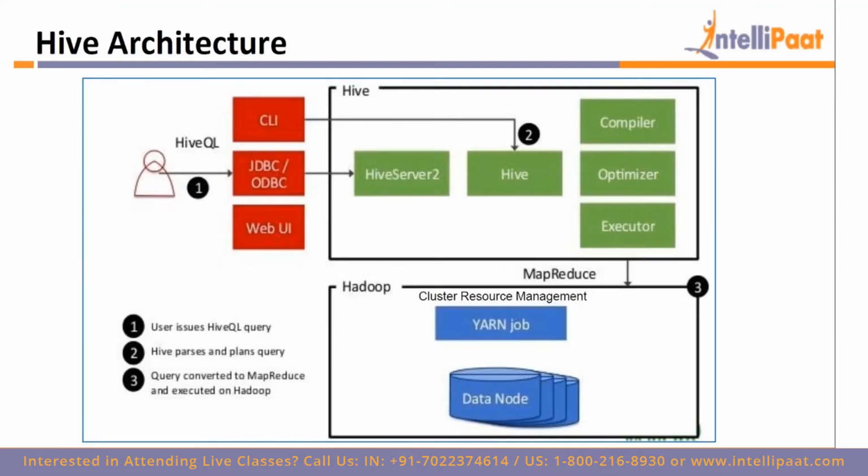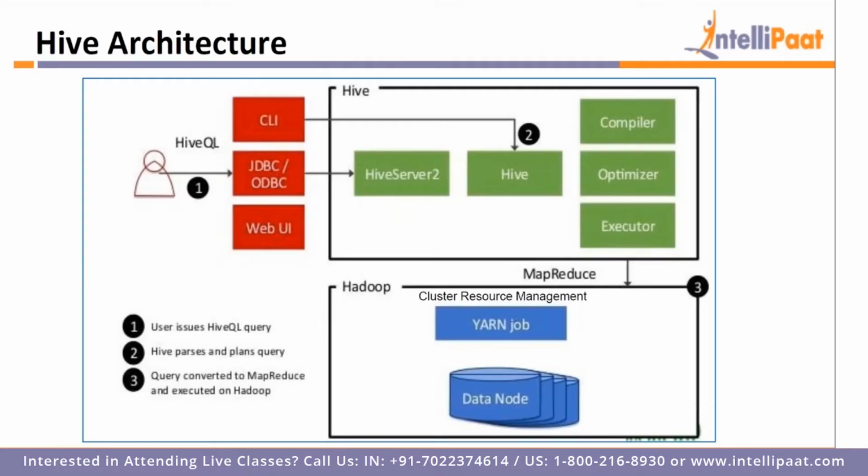So if a user writes a query, the query will be accepted by something called a driver. The driver is not shown in the picture, but there is a driver. And the driver will pass it to something called the compiler. The compiler will check with the metastore to get the metadata and compile your query. Then the optimizer will optimize it and give it to the executor. The executor is your MapReduce, and MapReduce will run your query in the cluster.